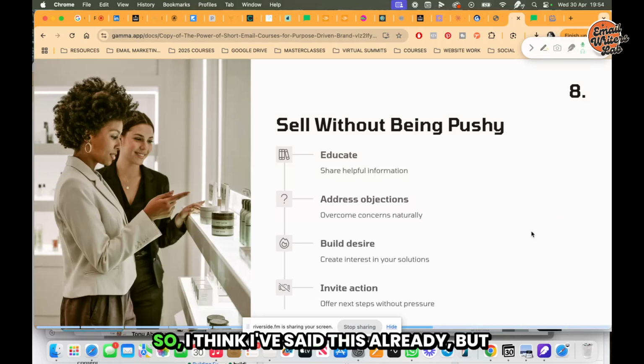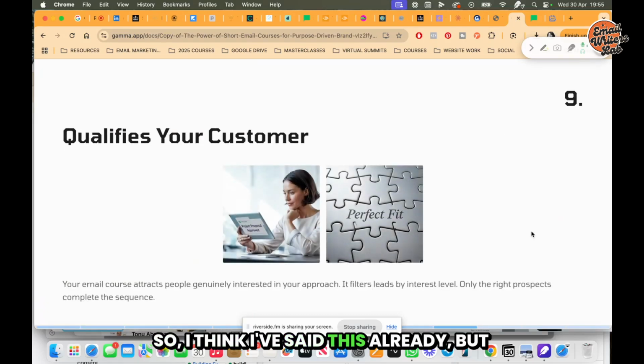Yeah. So I think I've said this already, but I'll say this again. It just qualifies your customer. So the email course attracts people genuinely interested in your approach, in your service, in your product. It serves as a filter.